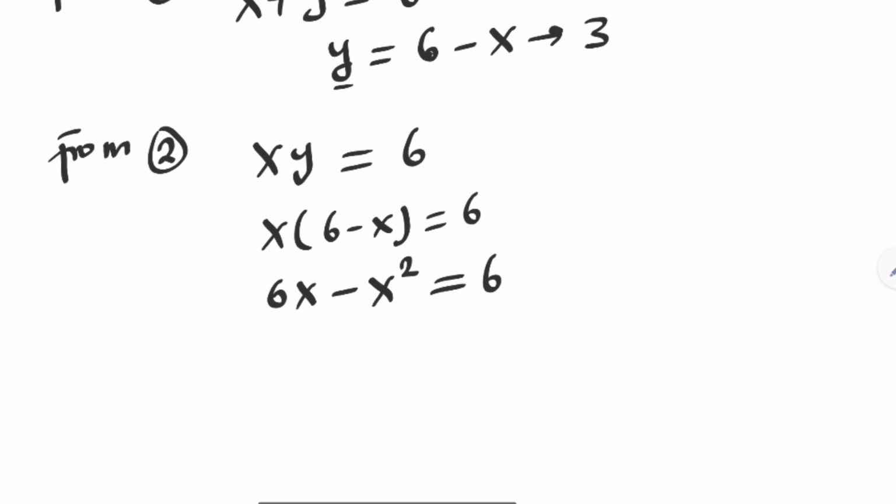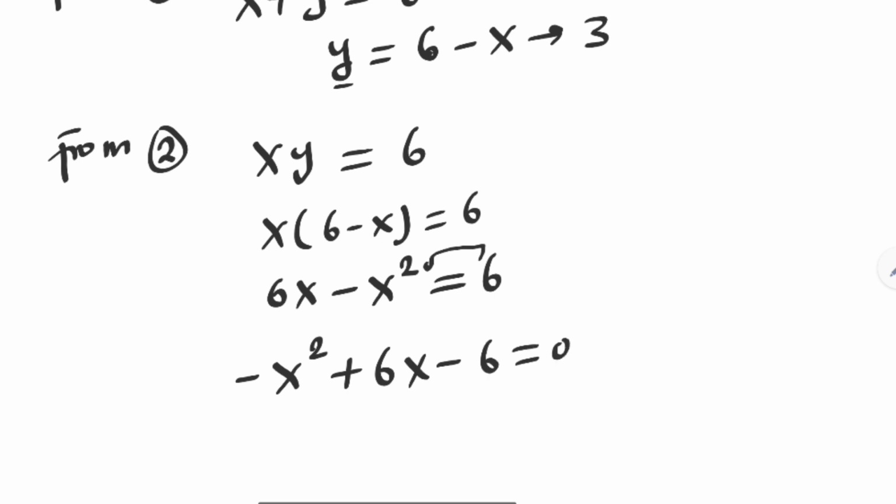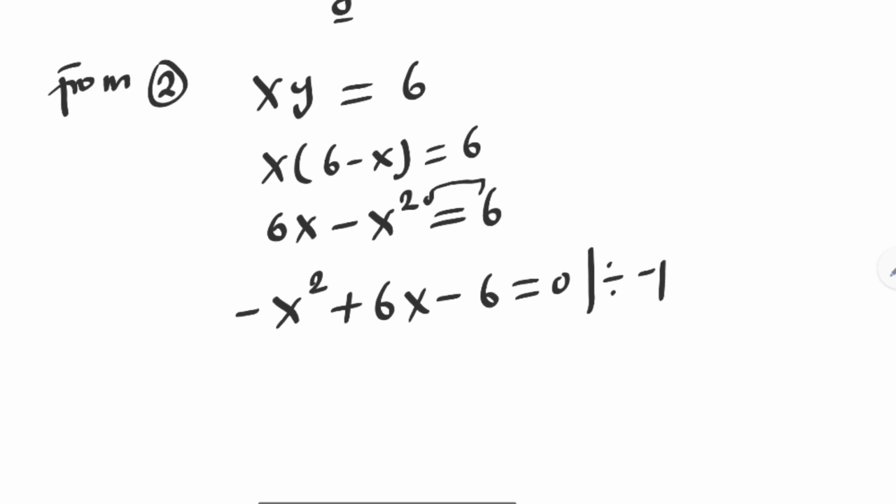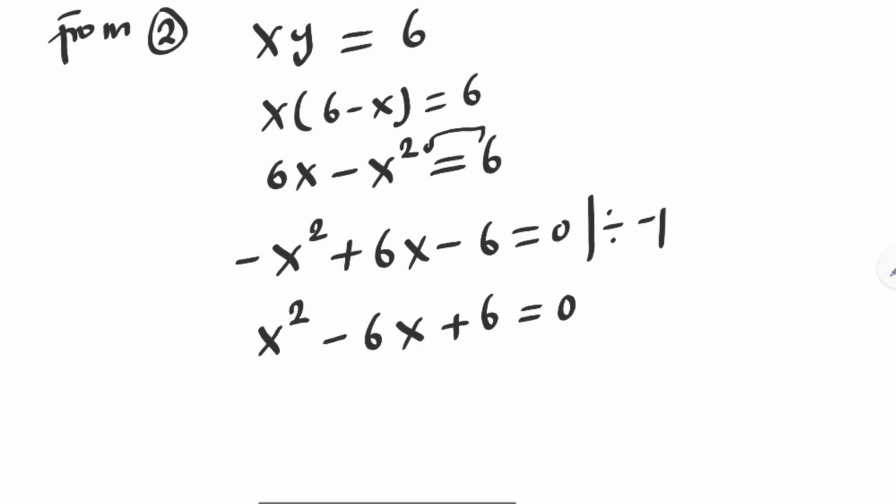Now this can be written as minus x squared plus 6x. If you bring this 6 to this side, it becomes minus 6 is equal to 0. Let us divide the whole of this equation by minus 1. Minus x squared divided by minus 1, this is x squared, plus 6x divided by minus 1, this is minus 6x, and then minus 6 divided by minus 1, this is plus 6, is equal to 0. This is a quadratic equation which can be solved using the quadratic general formula.